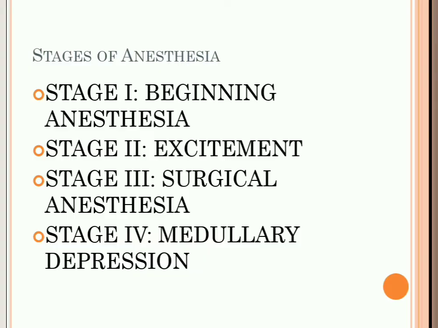Let's go to your stage 3, which is your surgical anesthesia. It is reached by continued administration of the anesthetic vapor or a gas. Now, your patient is unconscious and lies quietly on the table. The pupils are small but contract when exposed to light. Your respiration is regular. The pulse rate and the volume are normal, and the skin is pink or slightly flushed.